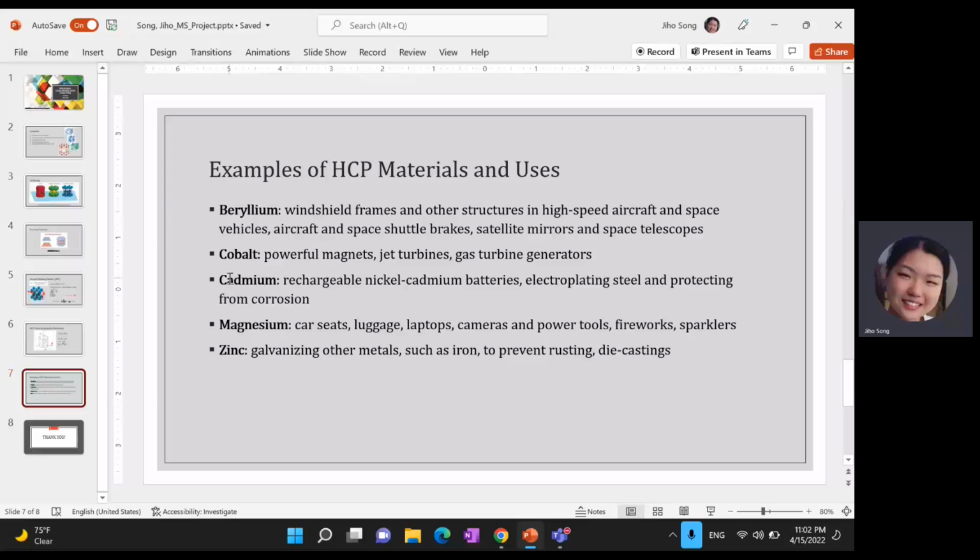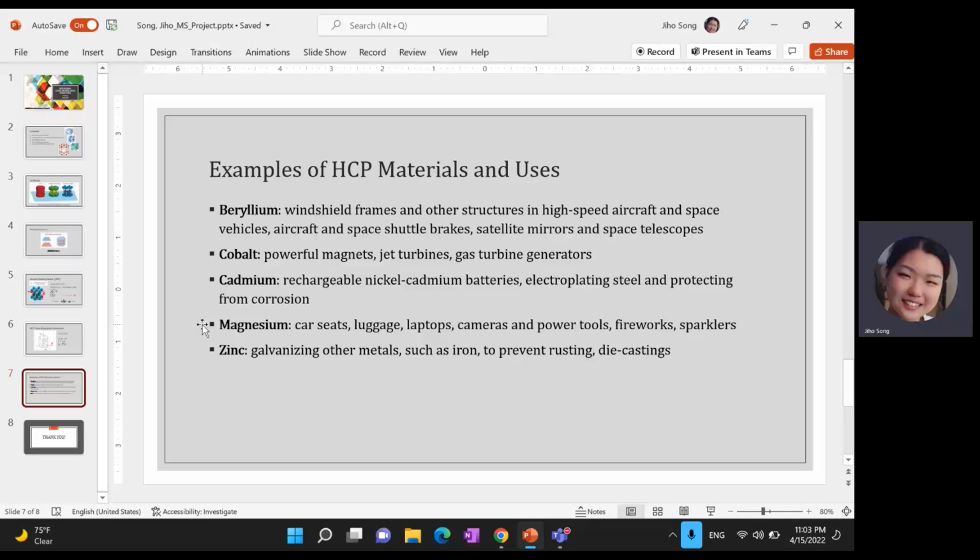80% of cadmium currently produced is used in rechargeable nickel-cadmium batteries. Cadmium was often used to electroplate steel and protect it from corrosion. It is still used today to protect critical components of airplanes and oil platforms.